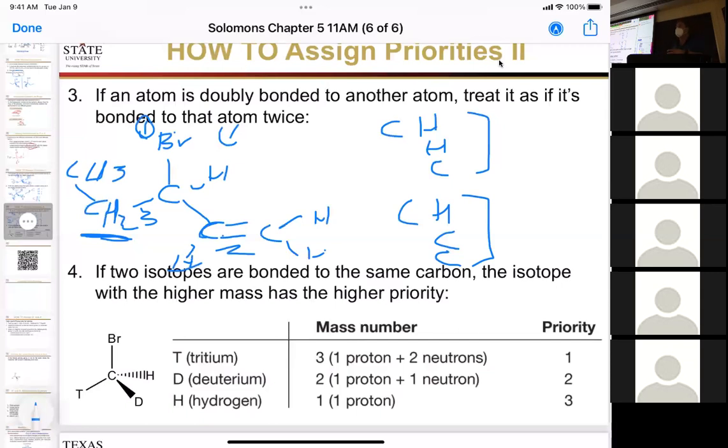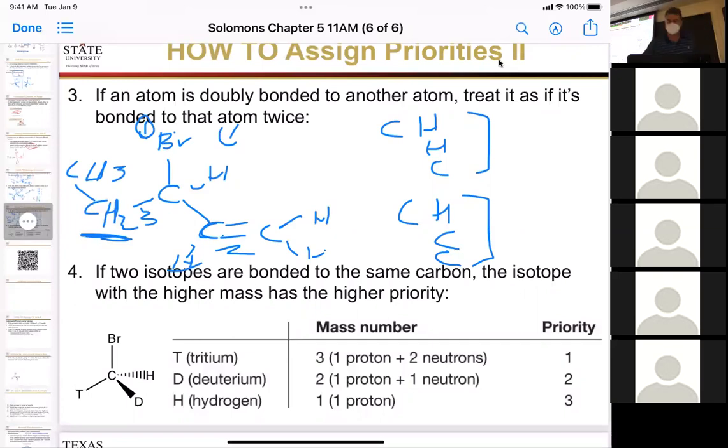The last rule we don't use very much, but it is true that if you have different isotopes, the heavier isotope wins. Because all the isotopes have the same atomic number, you can't do it by number. Because they're all the same atom and they're not attached to anything, you can't do it that way. So you have to do it by the mass of the atom. So we hardly ever use that one, but it is true, and you will see it. All right.